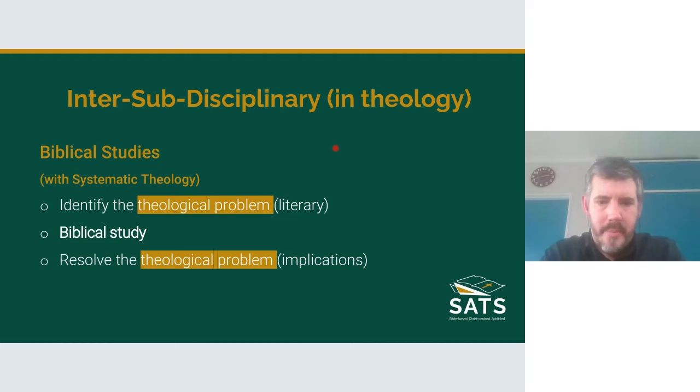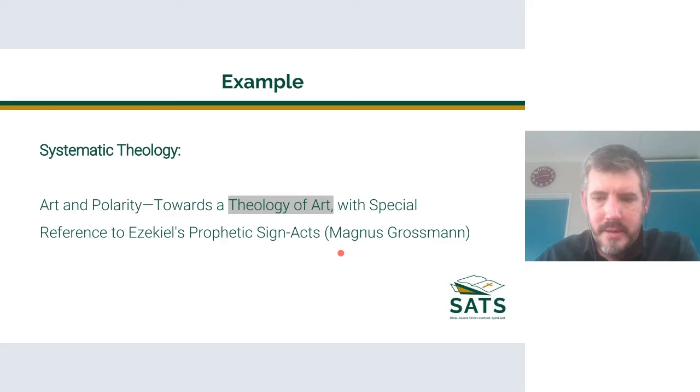Next one, biblical studies with systematic theology. You could identify the theological problem and then do the biblical study to respond to that problem and then resolve it at the end, or ask what the implications of your biblical study are for the theological problem. And I think we've got an example here too. Yes, this was one that we saw earlier on, art and polarity towards a theology of art with special reference to Ezekiel's prophetic sign acts. That's actually quite a good example there too.